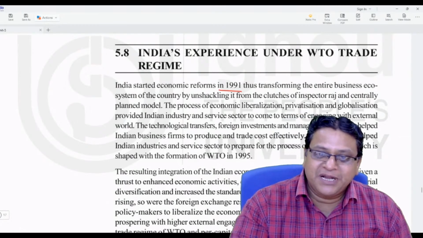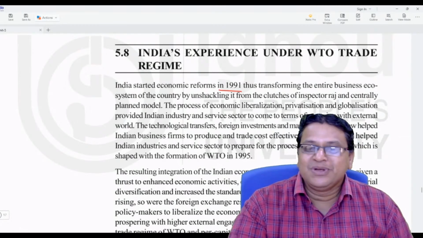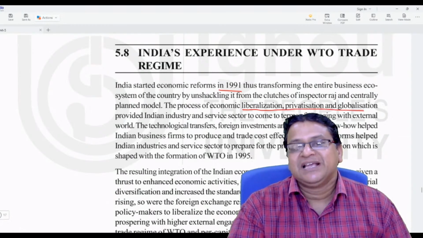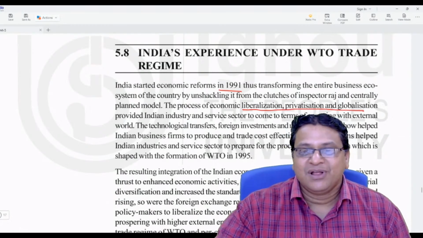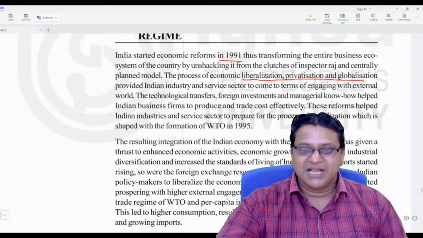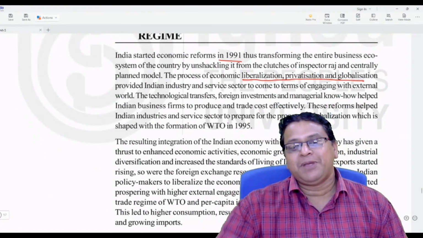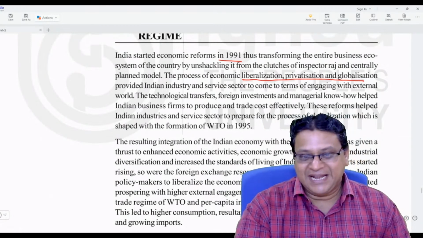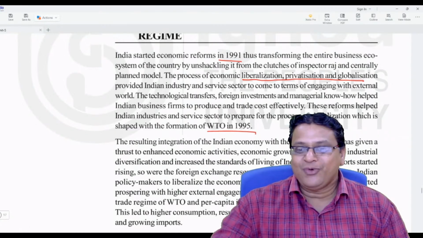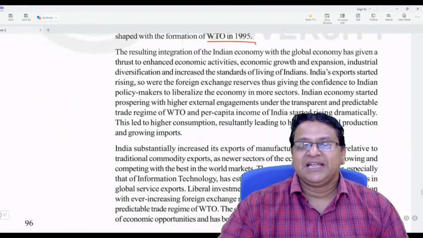And we adopted in 1991 a new economic policy which focuses on LPG: liberalization, privatization, and globalization. Once we adopted these policies and became a founding member of WTO in 1995, we opened our economy. Once the economy is open, what happens in India?